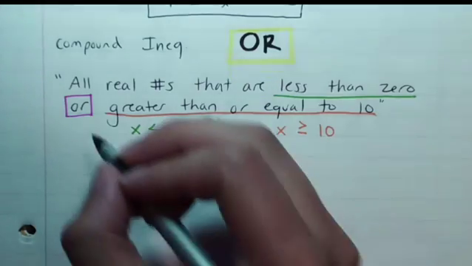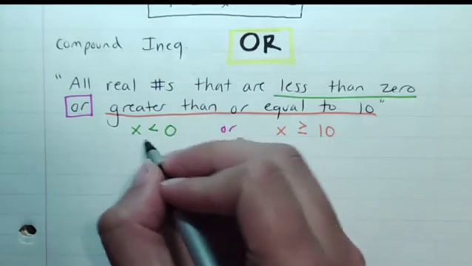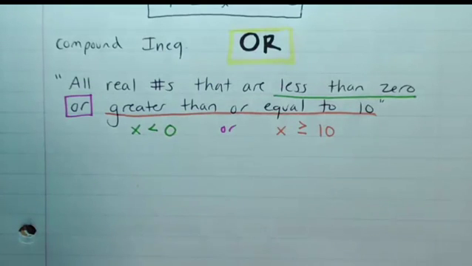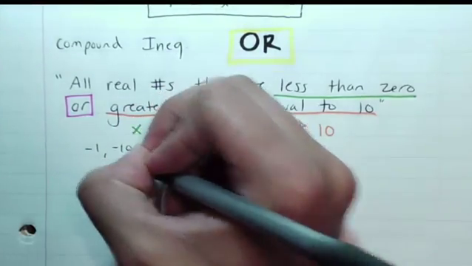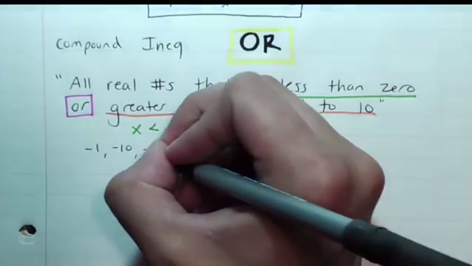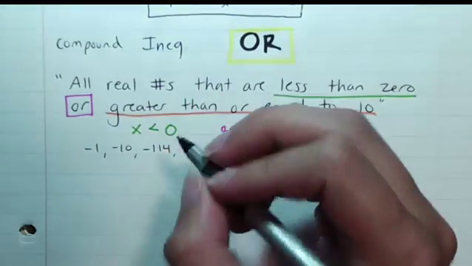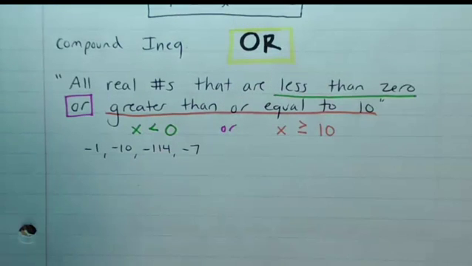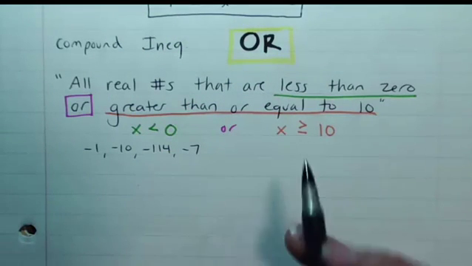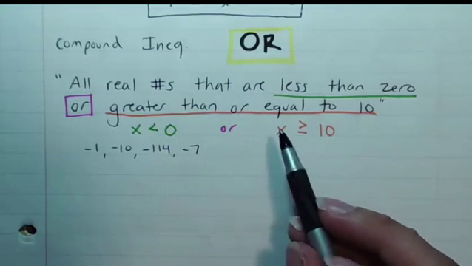So let's talk about possible solutions for this first one. x is less than 0. What are some possible solutions? What's a number less than 0? It could be -1, -10, -114. It could be -7. Anything's less than 0.